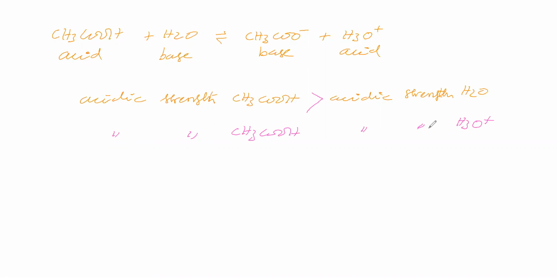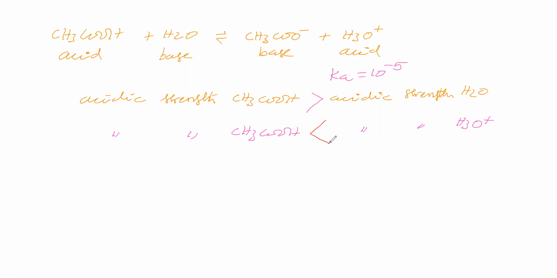Now the equilibrium constant is 10 to the power of minus 5 for this equilibrium. So can we say that this equilibrium lies almost right? No. Therefore, how will the acidic strength be? The acidic strength of acetic acid is less than that of H3O+.